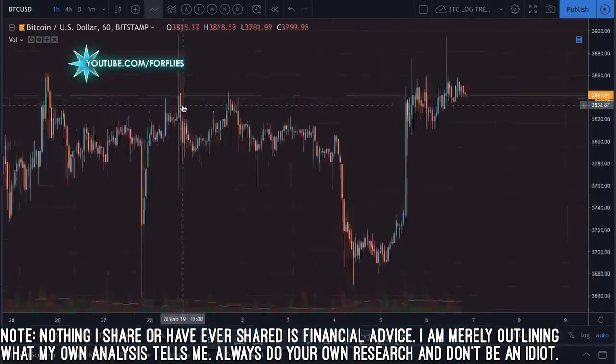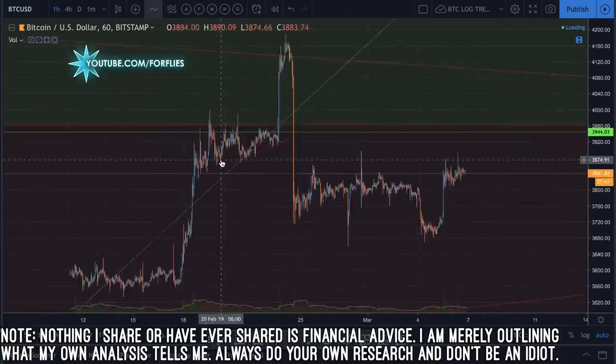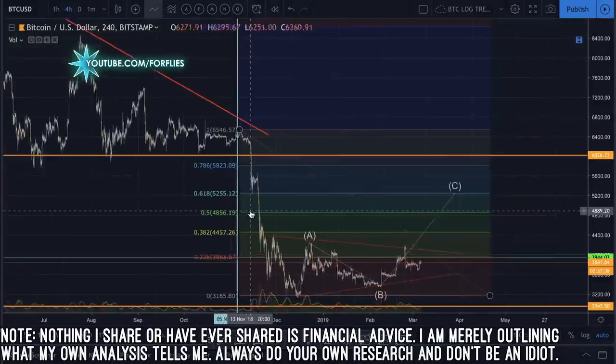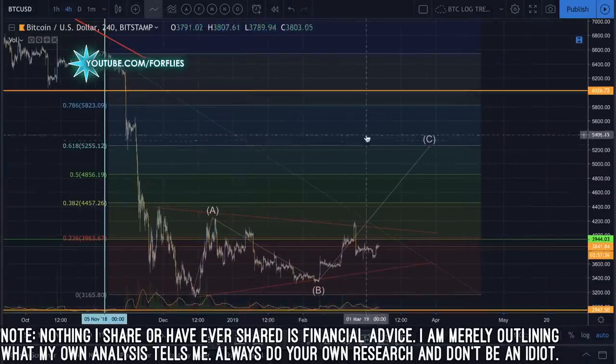Now, back to Bitcoin. If we zoom out onto the 618 level, it lines up perfectly with where we previously bottomed out.